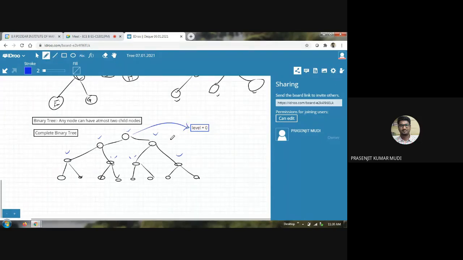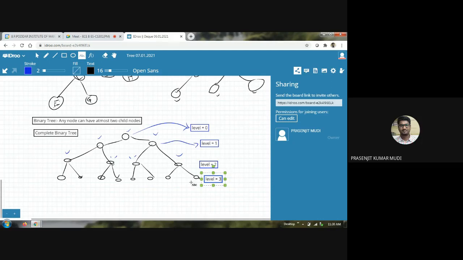Then we define the levels of these nodes, the left child or right child of the root. Their levels are equal to 1. Similarly, all the nodes in this horizontal line have level equal to 2, and all the nodes in this horizontal line have level equal to 3. So this is the meaning of level.